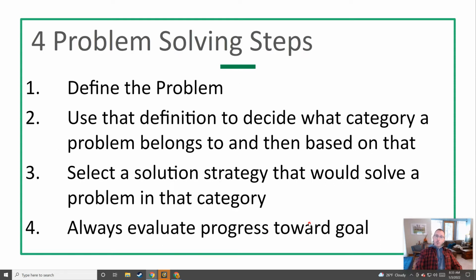Okay, so now we've got schema and prototypes and creativity, all the basic building blocks of thought down a little bit. Now we want to transition over to the types of things that we do when we engage in problem solving. So problem solving has 4 steps. First, you have to define the problem. If you don't define the problem correctly, all the rest of the steps are going to be really, really difficult. Once you've defined what the problem is, you have to use that definition to decide what category a problem belongs to. And then based on that, you want to select a solution strategy, step number 3, that would help you solve that problem. And then step number 4, you evaluate progress towards that goal.